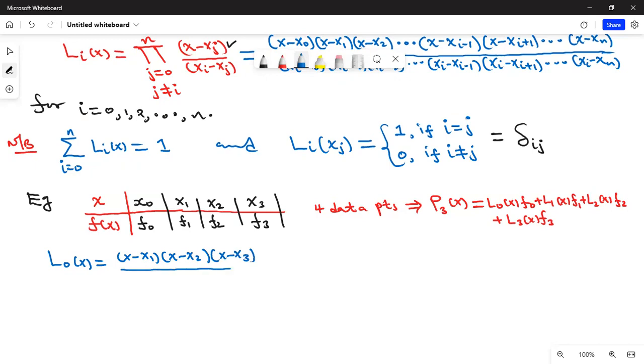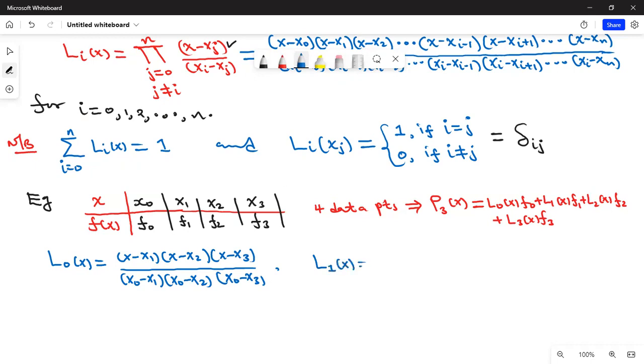This one you divide by, now where there is x in the numerator, you replace that by x naught. So it will be x naught minus x1, x naught minus x2, x naught minus x3.